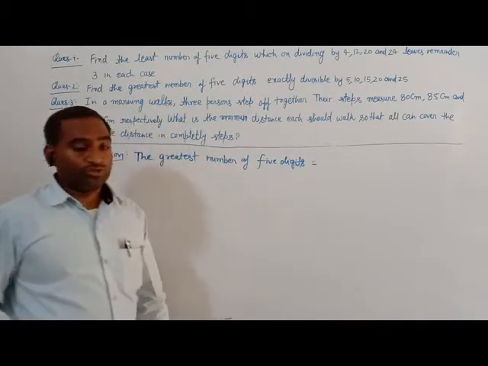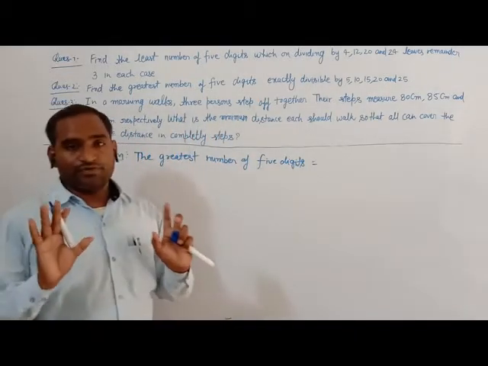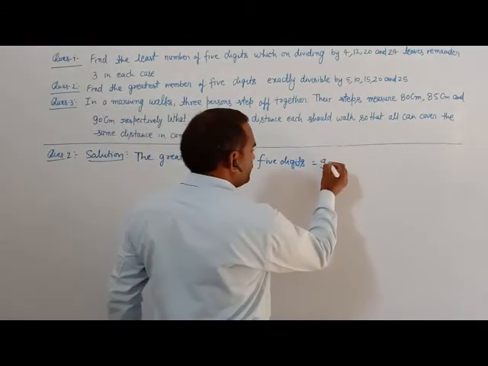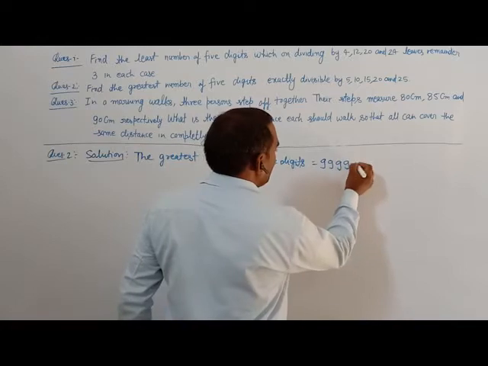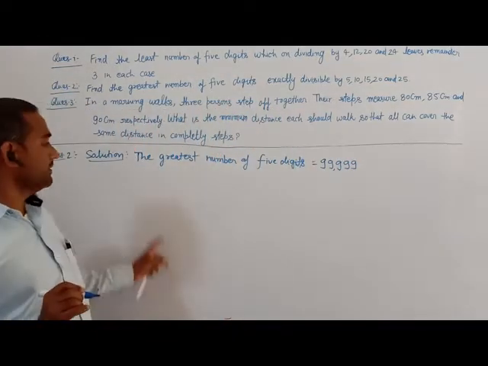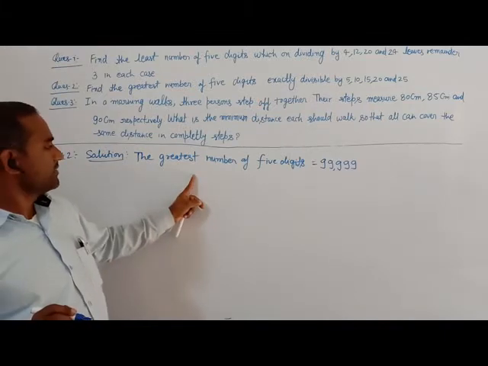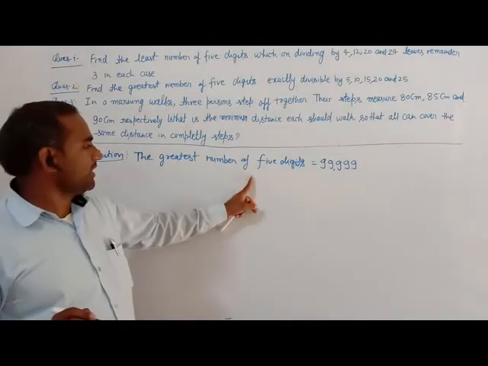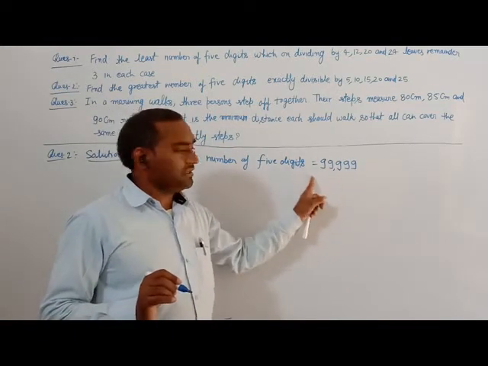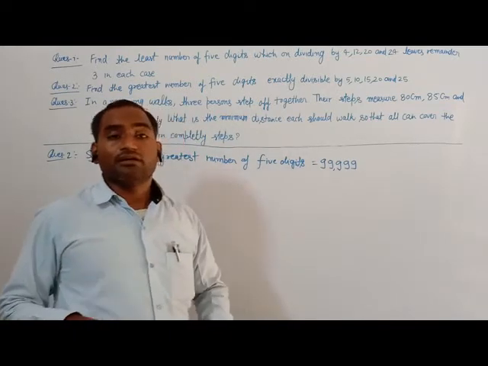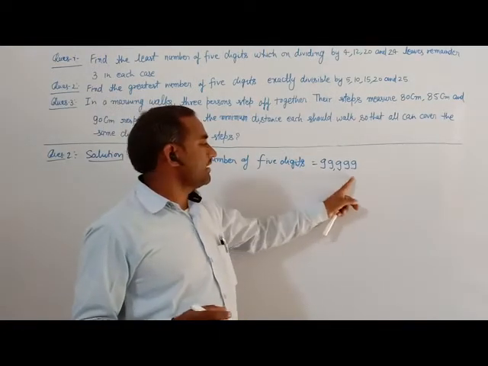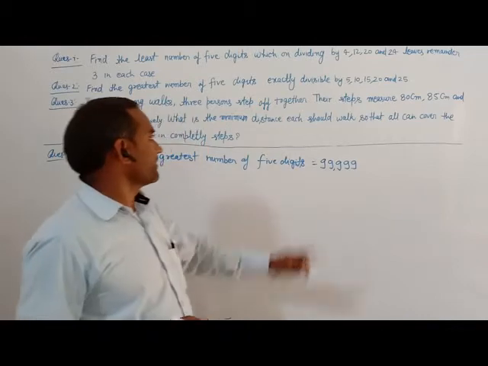The greatest number of 5 digits is such that the number of digits should be 5 and every digit should be 9: 1, 2, 3, 4, 5. So 99,999 is the largest number of 5 digits. If we add 1 to this number, then we get the smallest number of 6 digits.